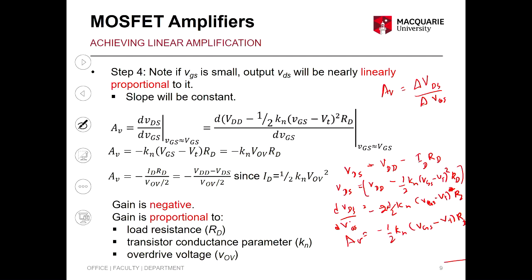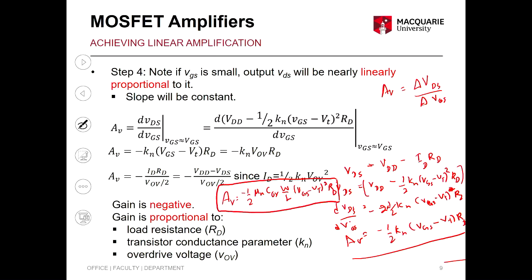This is something that you probably need to remember, but it's just amplifying the signal. Let me write this a bit more clearly. So AV is minus, where Kn is mu n Cox W over L, times VGS minus VT, times RD.